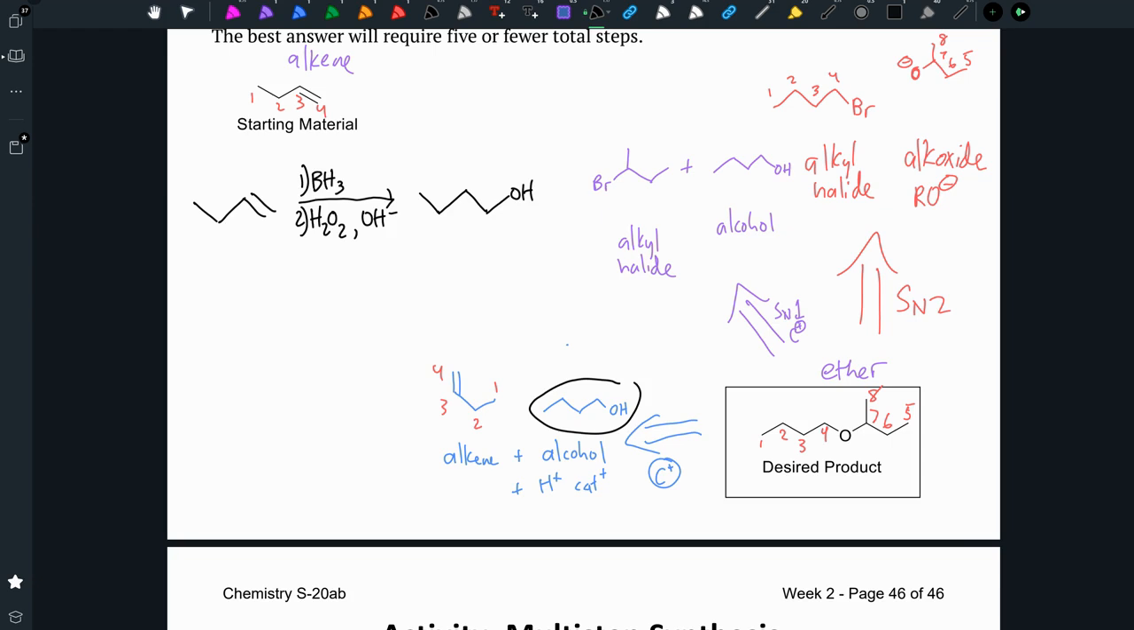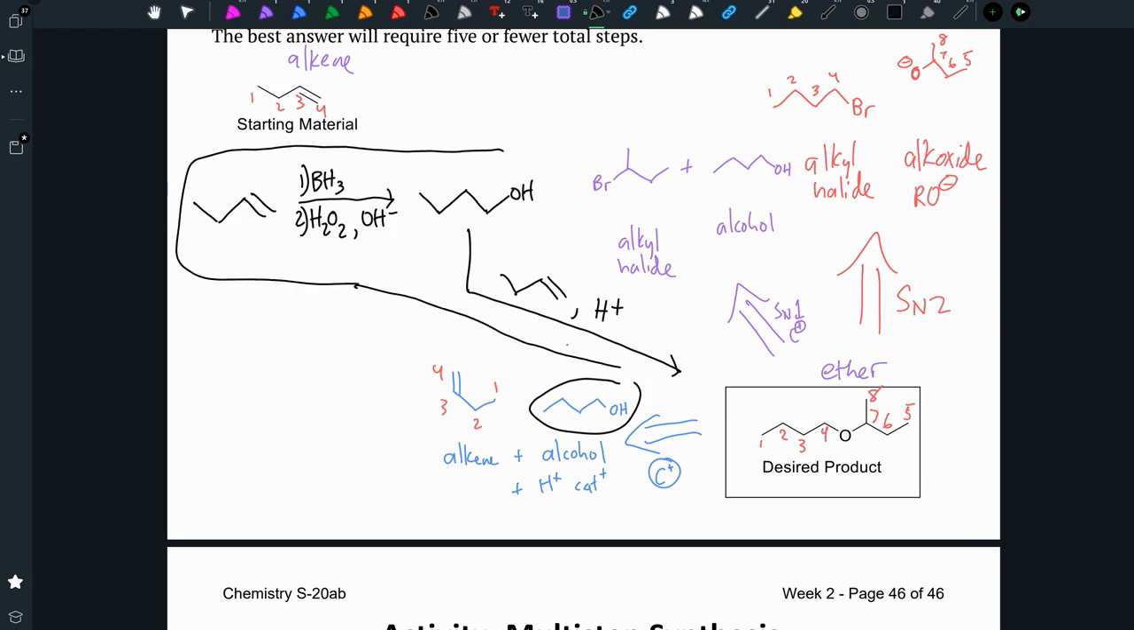And then I could also take my alcohol and react it with the starting material alkene with an acid catalyst to produce that desired product. So this could be one possible final answer.